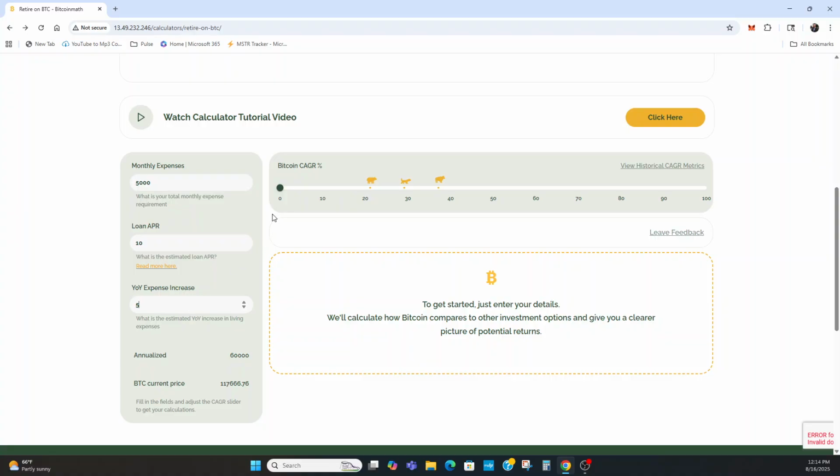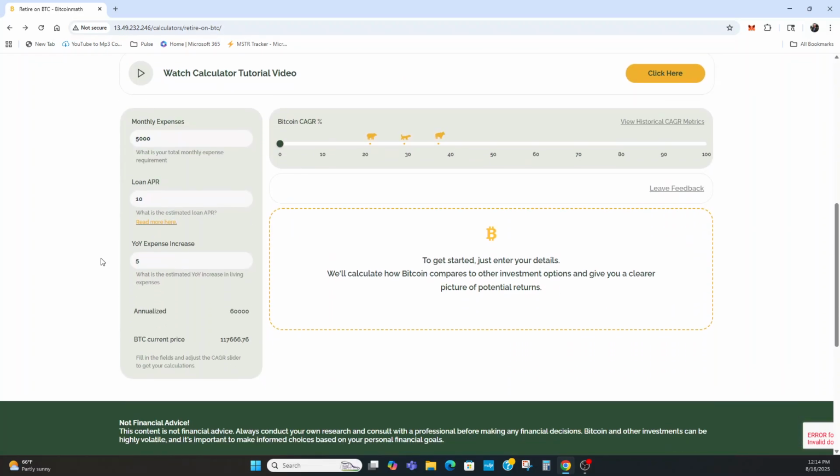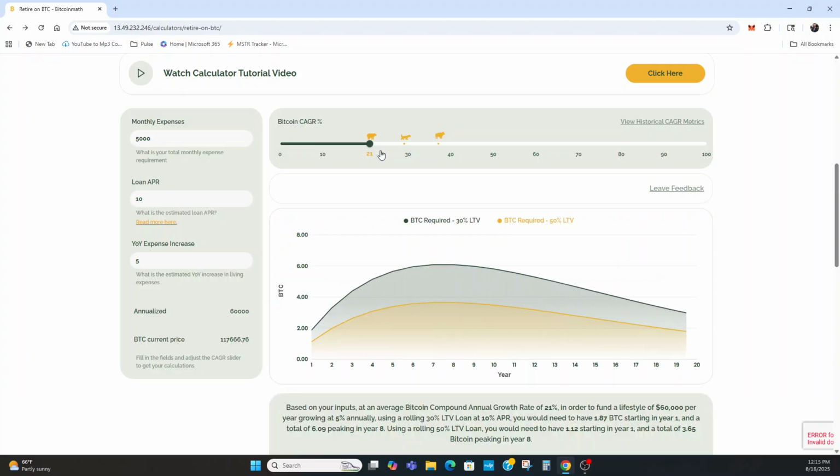Now, this is being modeled over a 20-year period, so keep that in mind when you are modeling this, right? It's a 20-year term, because you need to set the Bitcoin compound annual growth rate average for that 20-year term. The icons that we've included here are for Saylor's bear case, 21%, base case, 29%, and bull case, 37%, for his 21 years of Bitcoin. So for simplicity and just to keep it conservative, I'm going to say Saylor bear case, 21% compound annual growth for this 20-year period.